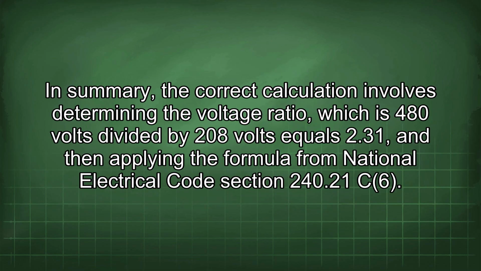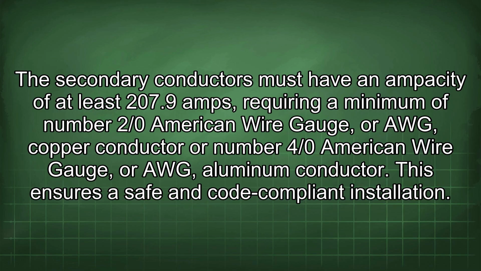In summary, the correct calculation involves determining the voltage ratio, which is 480 volts divided by 208 volts equals 2.31, and then applying the formula from National Electrical Code Section 240.21(C)(6). The secondary conductors must have an ampacity of at least 207.9 amps, requiring a minimum of number 2/0 AWG copper conductor, or number 4/0 AWG aluminum conductor. This ensures a safe and code-compliant installation.